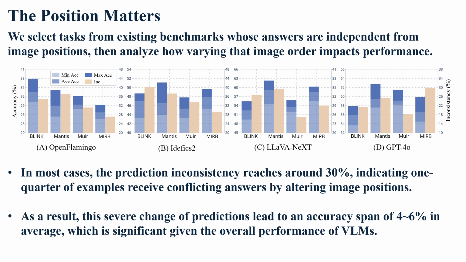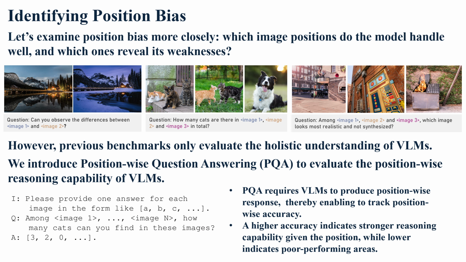In this figure, we can observe that the prediction inconsistency hovers around 30%, which indicates that almost a third of examples receive conflicting answers just because we alter the image positions. This change of predictions also leads to an accuracy span of 4 to 6%, which is very significant compared to the overall performance of vision language models.